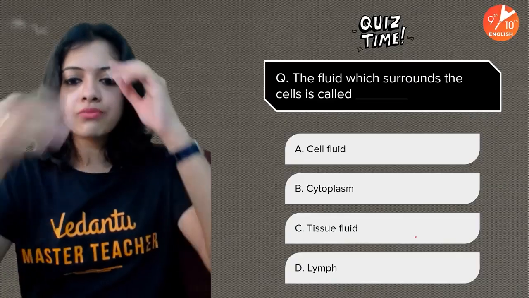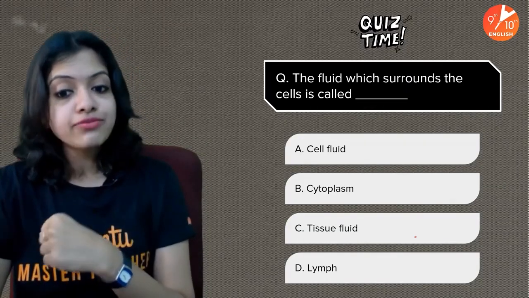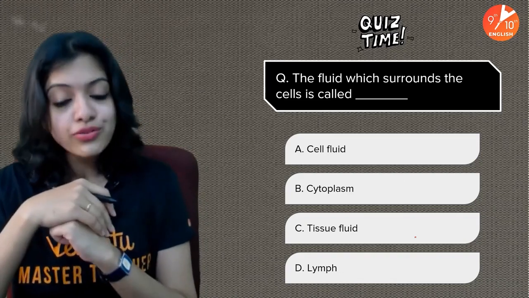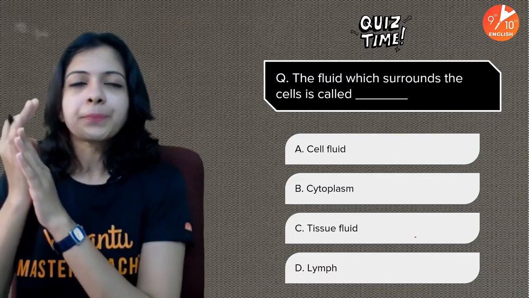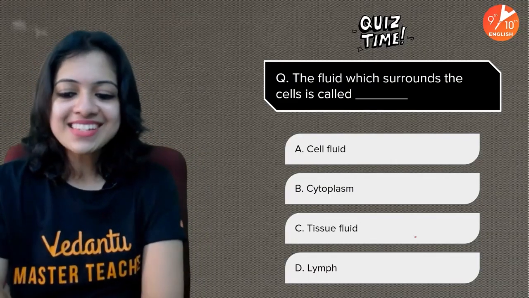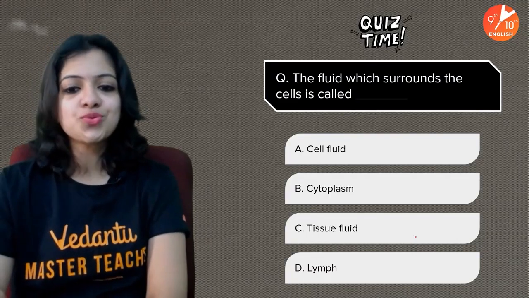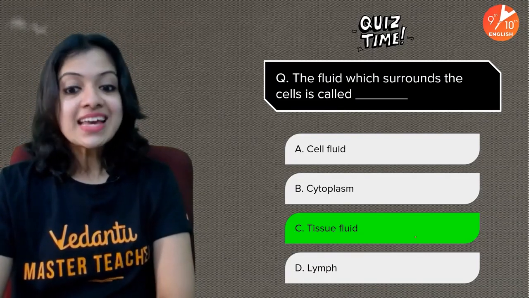Now, time for a quick check. The fluid which surrounds the cells is called: cell fluid, cytoplasm, tissue fluid, lymph. Yes, let's see how many of you properly paid attention to what I said. And your time ends in 3, 2, 1, go. Yes, the answer is tissue fluid.